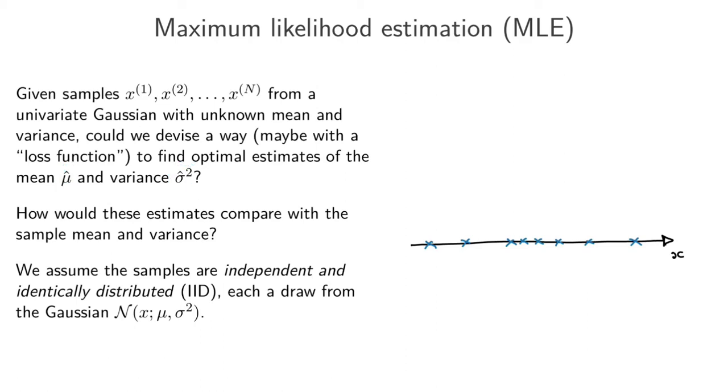Could you figure out a generic way, maybe with some type of loss function in quotes, to figure out the optimal estimates for the parameters of a probability density function? And for the Gaussian distribution in particular, we can ask, if we've got this generic way, and spoiler alert, it's the maximum likelihood estimation method, how does that compare with the sample mean and the sample variance that you might have seen in your statistics or probability theory class?